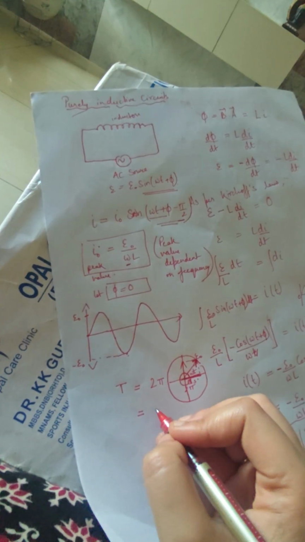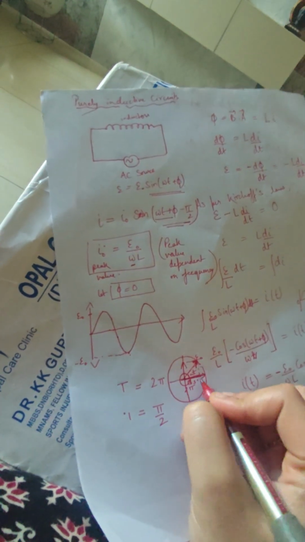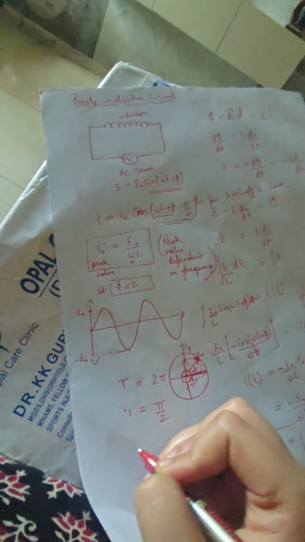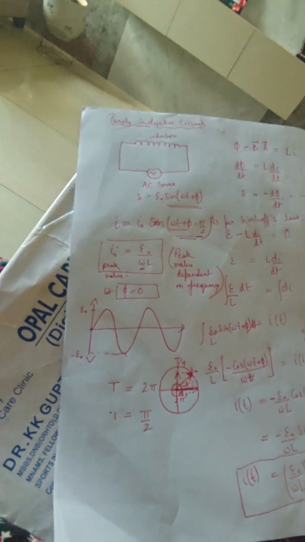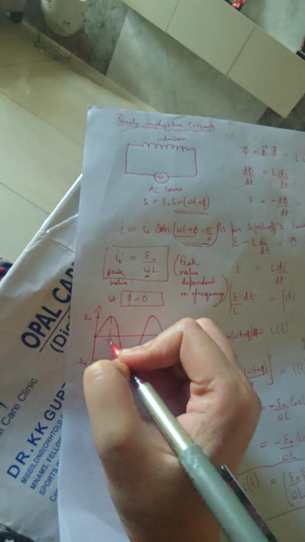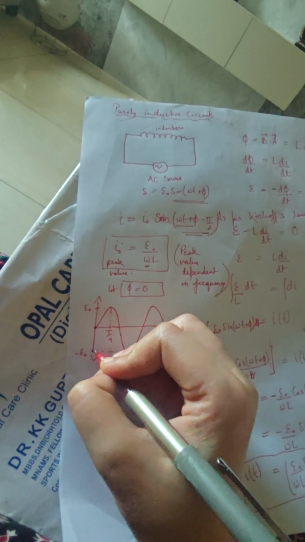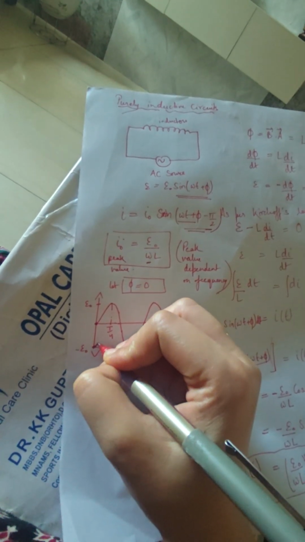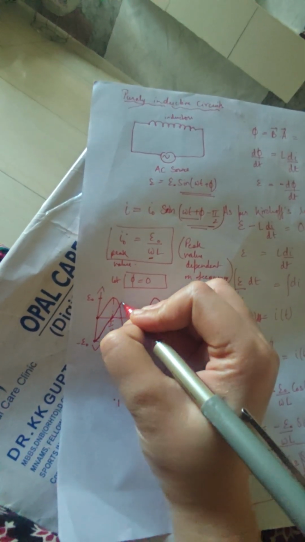So let's suppose I have to talk about T by 4, that is pi by 2 time. If it starts from here and goes till here, it would be a time corresponding to T by 4. Means if my EMF is at this point, the value of current will be behind by T by 4. Here the value of EMF is 0, but the value of current will be maximum. And when my EMF becomes maximum, my current becomes 0.